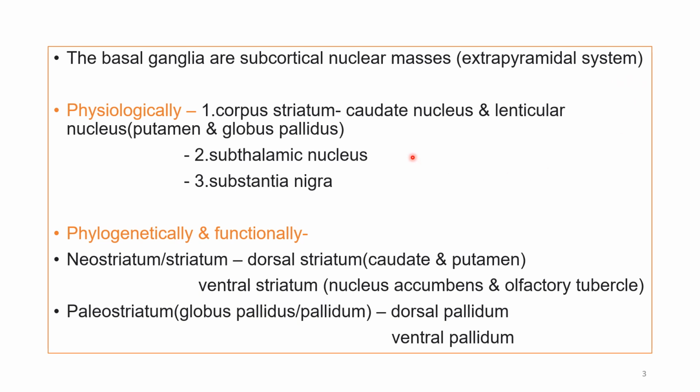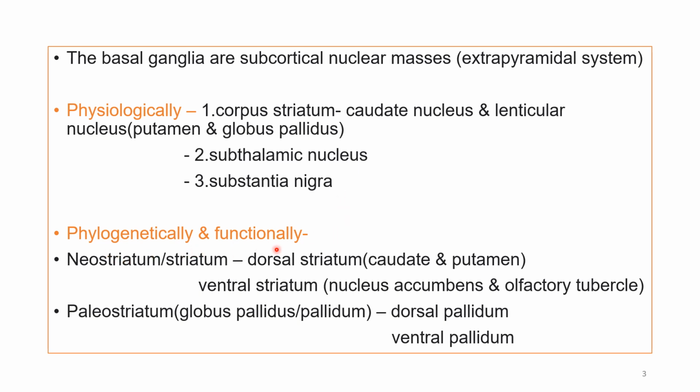Physiologically, they are divided into three parts. Corpus striatum, which includes caudate nucleus and lenticular nucleus. This lenticular nucleus includes putamen and globus pallidus. So, corpus striatum is having caudate nucleus and lenticular nucleus. Then, the second part is subthalamic nucleus. The third part is substantia nigra. So, physiologically it is divided into three parts: corpus striatum, subthalamic nucleus and substantia nigra.